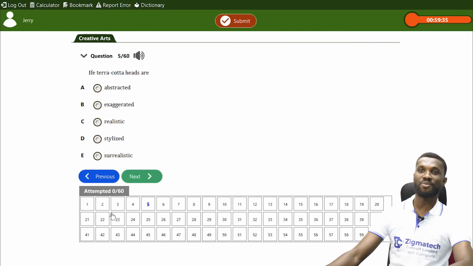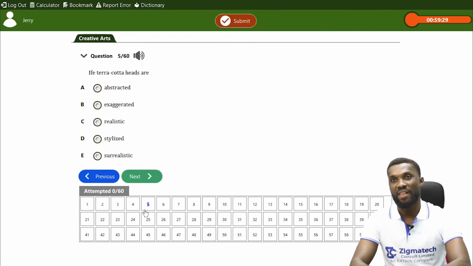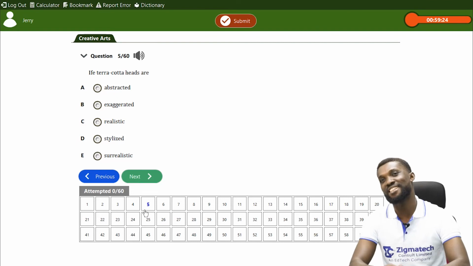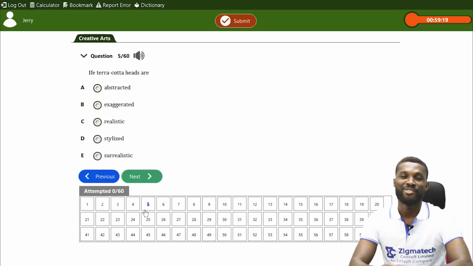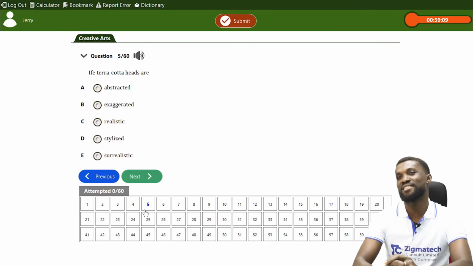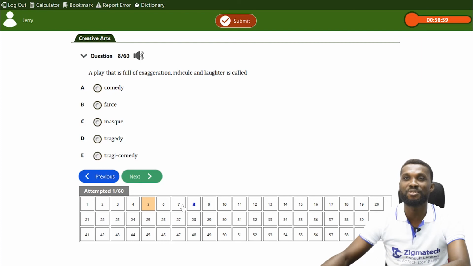Okay. Now let's see this question. Question number 5. Now, a terracotta head is dash: abstract, exaggerated, realistic, stylized, or surrealistic. So give it a try. Is this an abstract head? Is it an exaggerated head? Is it a realistic head? Is it a stylized head? Is it a surrealistic head? Okay. If you say realistic, you are correct. So now let's see what we have in the next question.